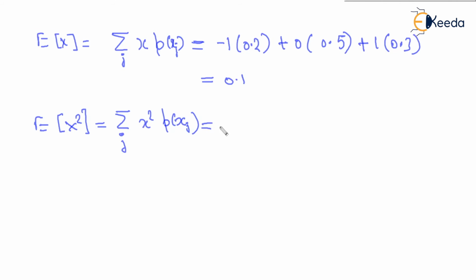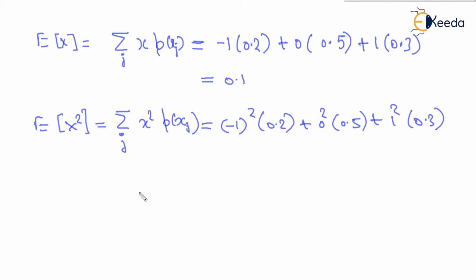Secondly, E(X square) is the sum of x_j square p(x_j) for all the possible values. Minus 1 square into 0.2, plus 0 square, which has no meaning, plus 1 square into 0.3. So this becomes 0.2 plus 0.3, which is 0.5.